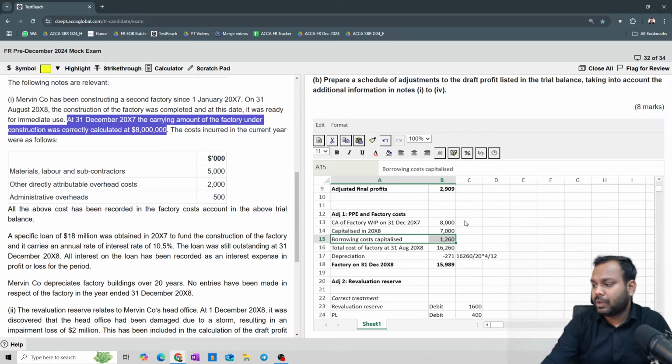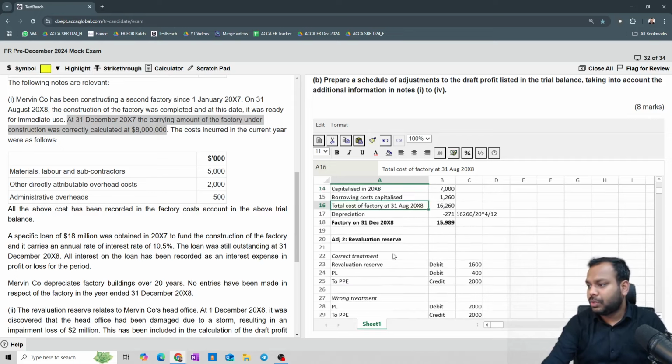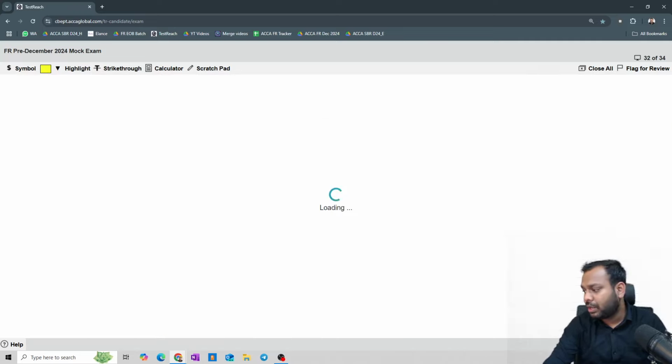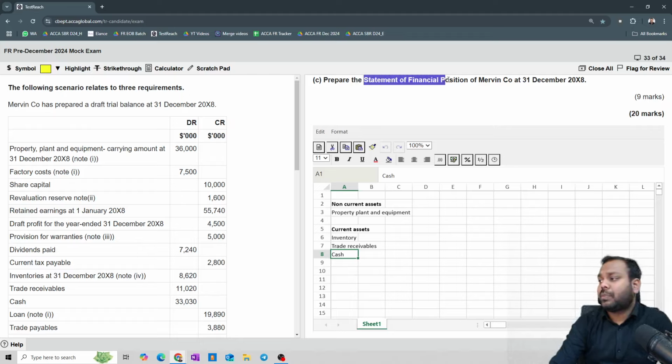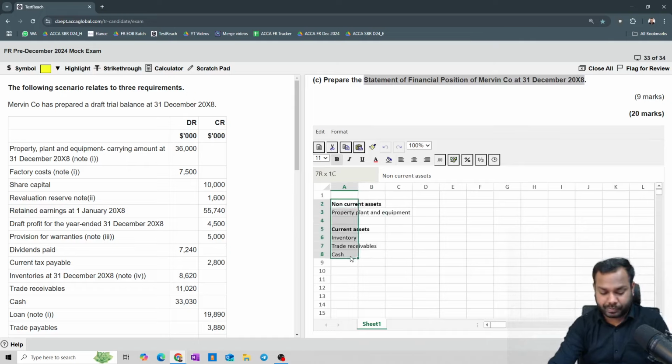Okay, now going further. So this is the correct profit that we have calculated. Now I am going to the next requirement of the question. What is the next requirement? Prepare statement of financial position of Mervin Company at 31st December 20x8. So now we have to prepare statement of financial position. So let us calculate that.